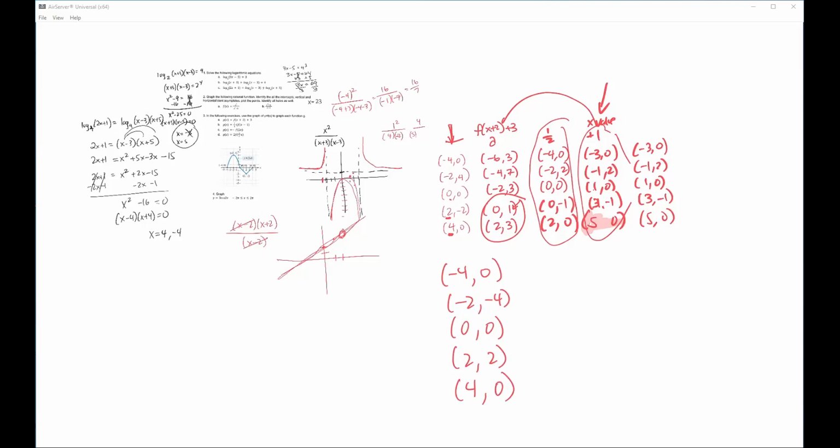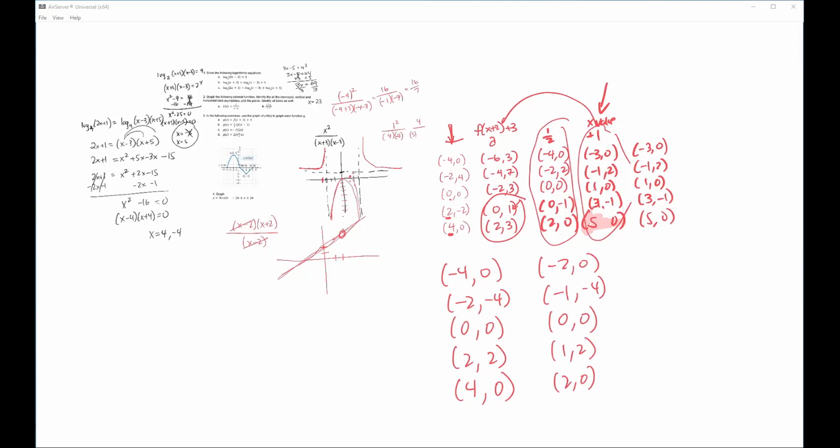And then what do we do if it's inside, the 2 is inside? What do we do with the x values? Shrink it. So each x value will be shrunk by 1/2, right? That makes sense? Okay, so each x value from here will be shrunk by 1/2. So it would be negative 2, 0, negative 1, negative 4, 0, 0, 1, 2, and 2, 0. Or divided by 2. All right.